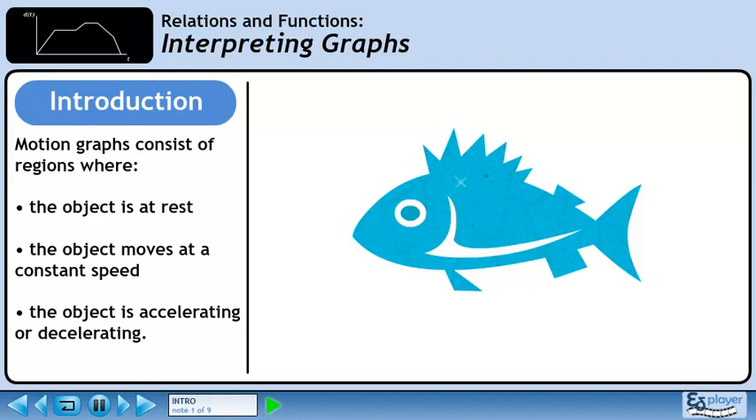An object has three possible states of motion. It can be at rest, it can be moving at a constant speed, or it can be accelerating or decelerating. Imagine that three different types of fish are all participating in a race. Each fish has their own unique way of swimming, and our job is to graph their motion.